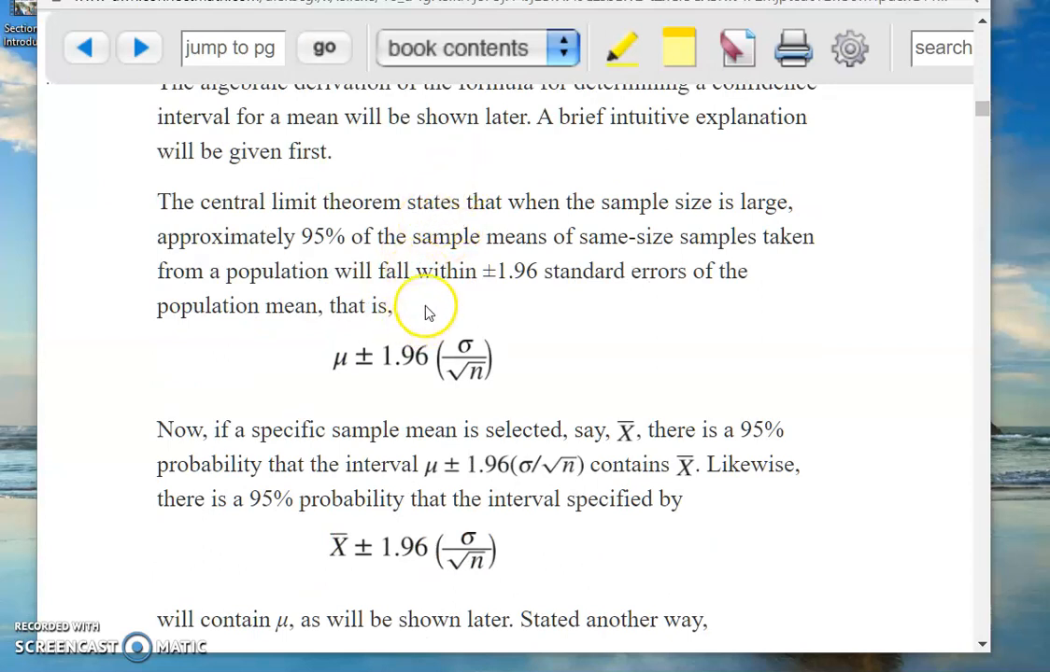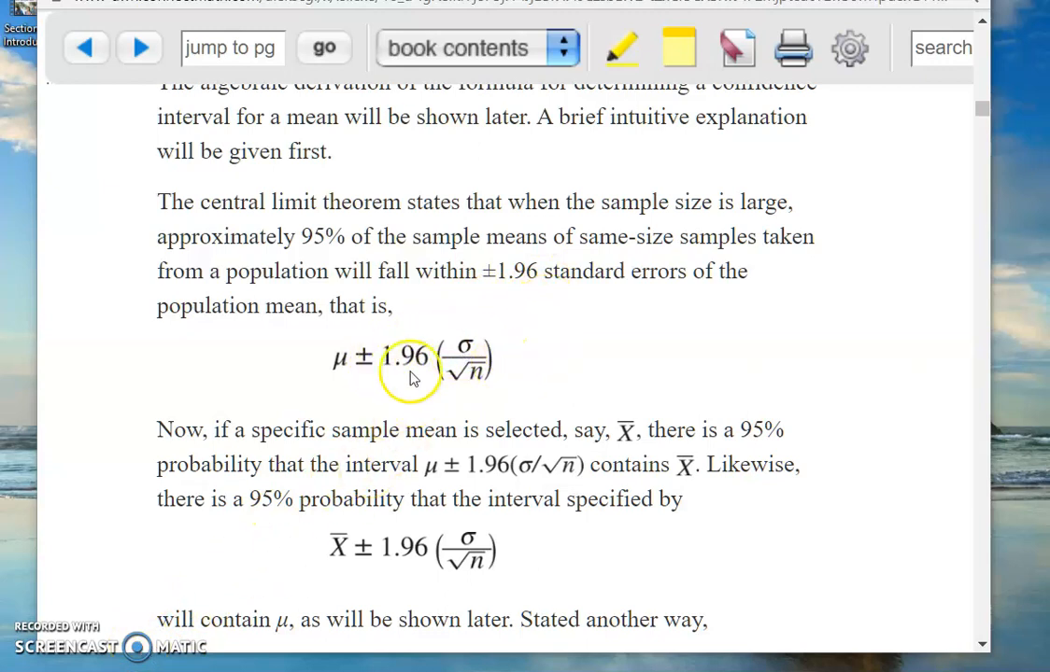All right. So the central limit theorem says that when the sample size is large, approximately 95% of the sample means of the same size will fall within 1.96 standard errors of the population mean. In other words, mu plus or minus 1.96 times this standard error. Where the heck does that come from? And let me be more precise.